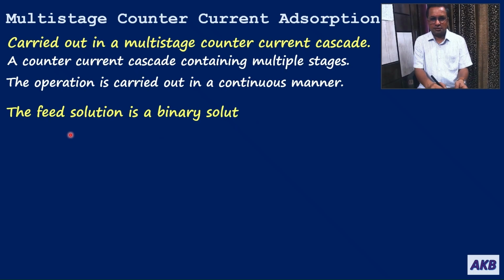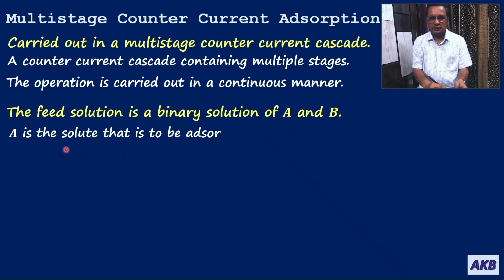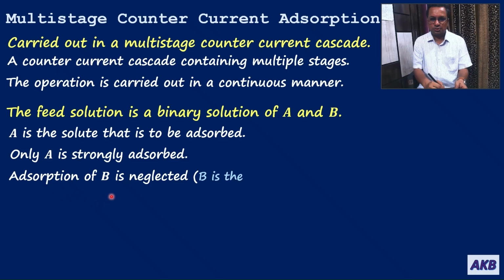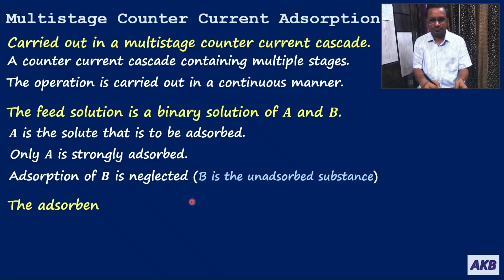Now in the discussion, we are going to consider a feed solution as usual, which is a binary solution of two components, A and B. A is the solute that is to be adsorbed, and we are going to assume that only A is strongly adsorbed. That means the adsorption of the other component, B, we are going to neglect. So in this case, B is the unadsorbed substance.